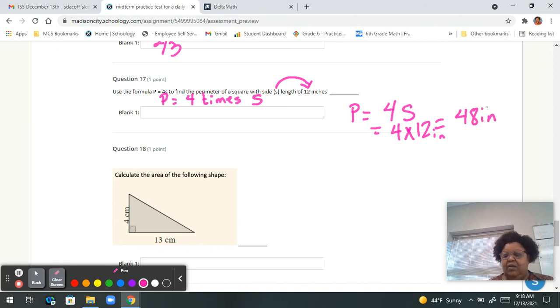And it's not inches squared because perimeter is just a straight length. It's like if you walk around the building, how far have you walked? Perimeter is a distance. So it'll be 48 inches.